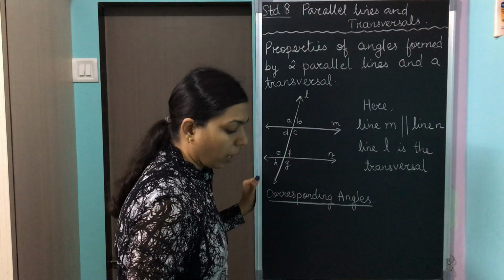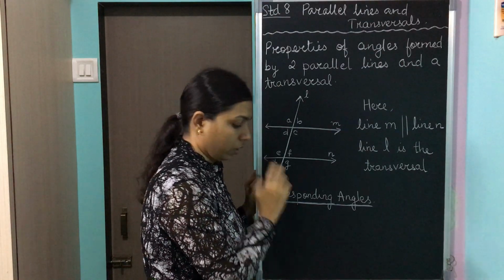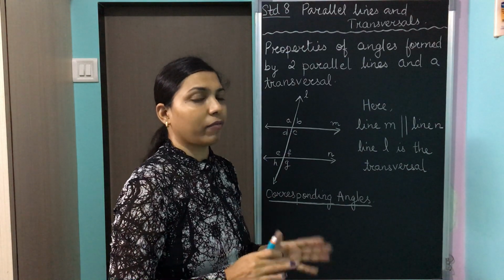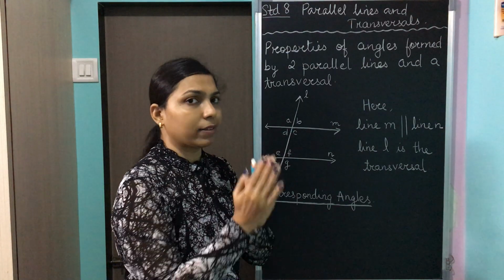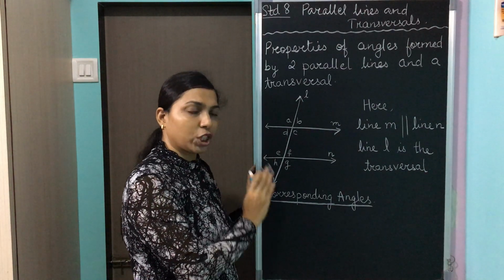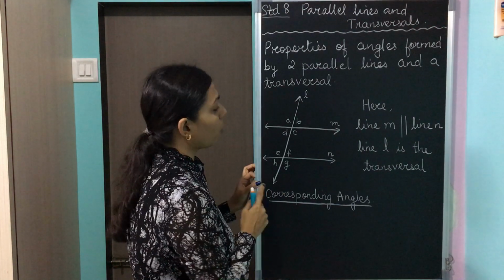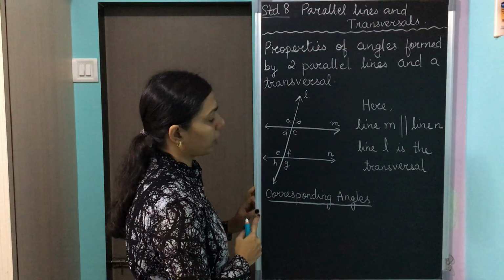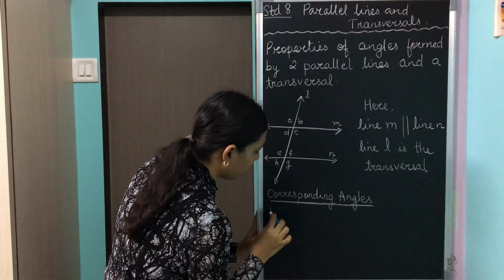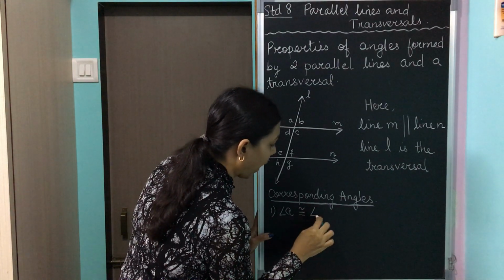Now we will look at our corresponding angles. You already know which are the corresponding angles over here. When we are only talking about parallel lines and a transversal, only then will we say that the corresponding angles are congruent to each other, equal to each other. Which is the first pair of corresponding angles? Angle A and angle E. So you will write the first pair, angle A is congruent to angle E.